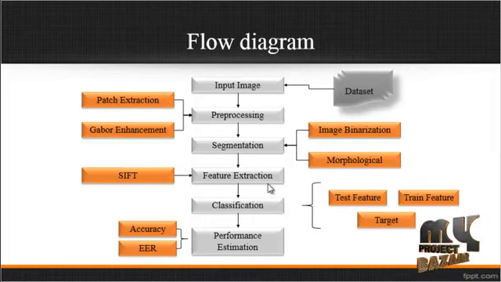After the segmentation part, the feature extraction is done by using SIFT feature extraction. SIFT is abbreviated as scale invariant feature transform. After extracting the SIFT features, the edge and ridge regions present in the fingerprints are extracted. Then the classification is done by using distance based classification. In the classification step, the test feature, train feature and target will be used. Test feature represents the feature of the input image. Then the train feature is the feature of the dataset images.